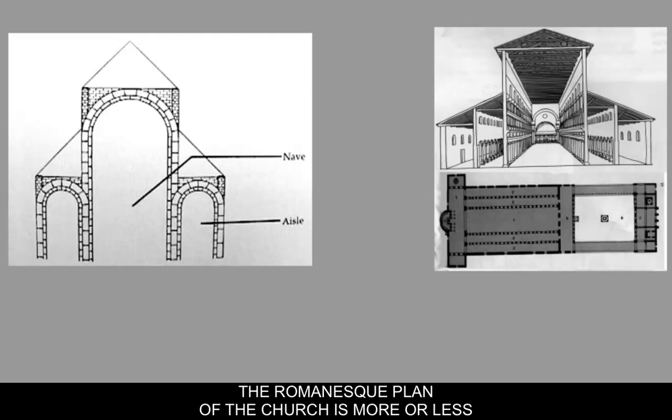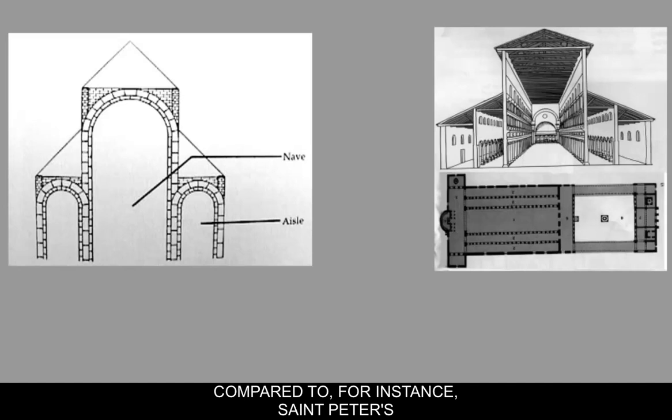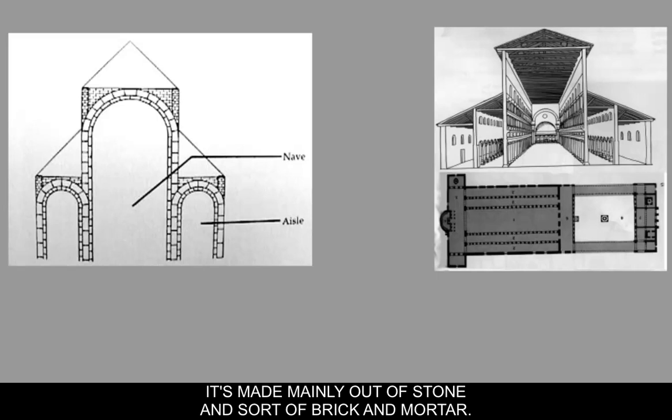The Romanesque plan of the church is more or less based on the early Christian version of the church as well. So if you look at this Romanesque plan compared to, for instance, St. Peter's on the right-hand side, you can see it has the same general construction. However, it's made out of slightly fancier materials in the Romanesque era. It's made mainly out of stone and sort of brick and mortar.